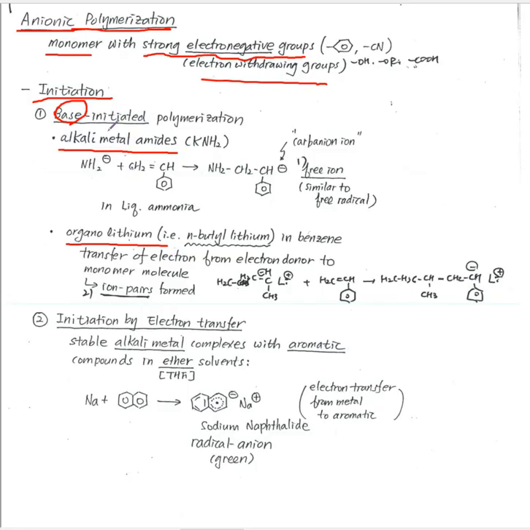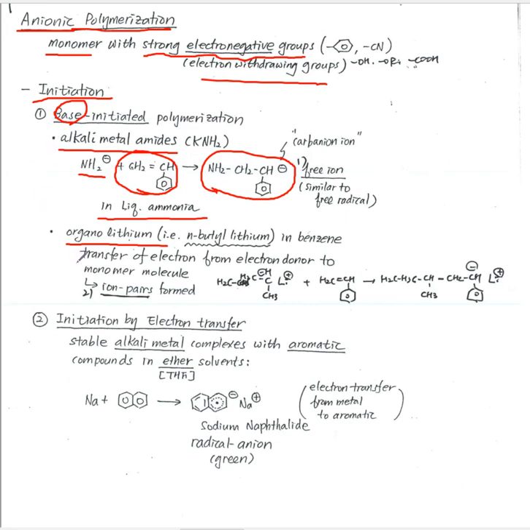So for these alkali metal amides, such as KNH2, basically K plus and NH2 minus, right? This NH2 minus, a strong base, can react with the monomer, forming anions. This reaction occurs in liquid ammonia as the solvent. And this anion is a kind of free ion, similar to free radical, because if you only consider this reaction, there is no counter ion, right?